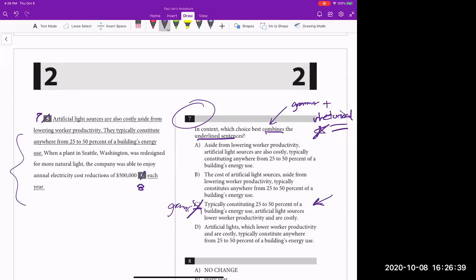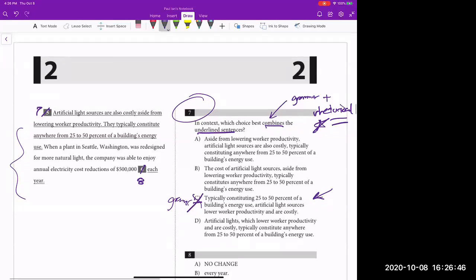It's not always explicit. It's most of the time implied. But just always check the last step before you do the grammar correction. Check for the rhetorical. Let's look at B first. "The costs of artificial light aside from typically constitutes anywhere from 25." Again, this is also good. These are very similar, but it doesn't have a rhetorical aspect. It doesn't transition.